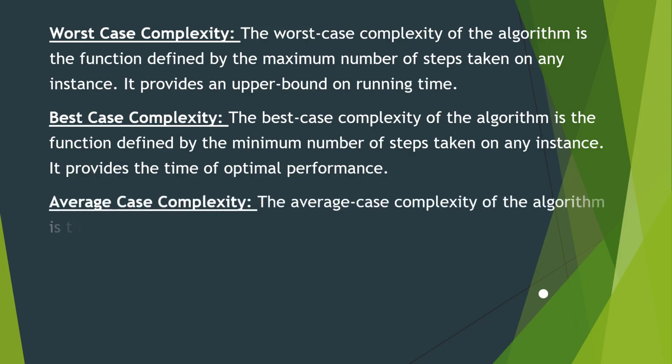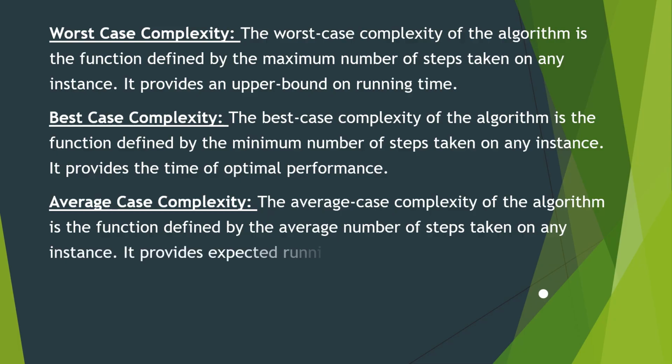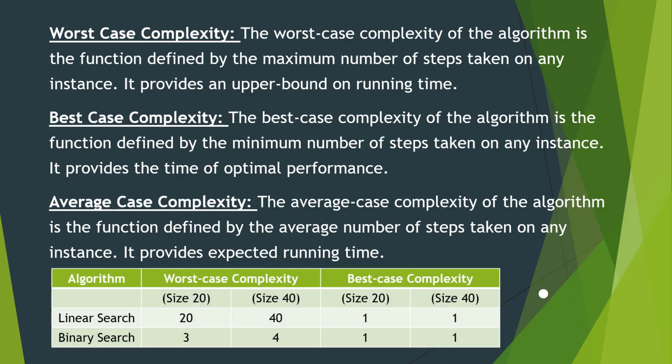The average case complexity of the algorithm is the function defined by the average number of steps taken on any instance. It provides expected running time. So basically, according to the average case complexity, we decide which algorithm is going to give better performance. So let us see with the help of an example.